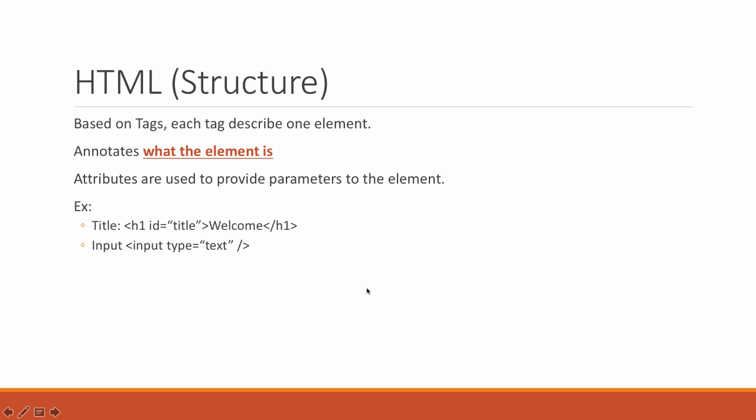So for example, here we have an input tag. You can use input to create a checkbox, input text, or radio buttons. And what defines whether it will be a text box, checkbox, or so on is the type attribute. So we add this attribute and tell it that in this case it is a text box.